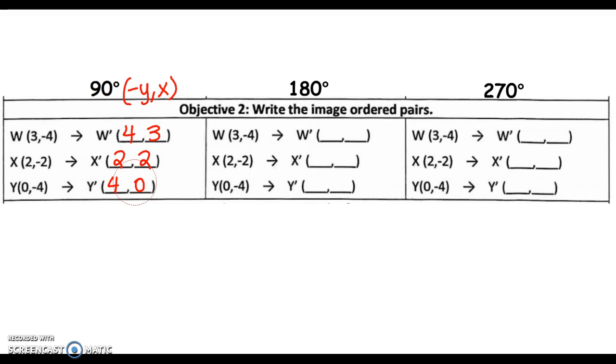For a 180 degree, our function is (-x, -y). So all we need to do is change the sign for both the x and y. So 3, negative 4 becomes negative 3, positive 4. 2, negative 2 becomes negative 2, positive 2. And 0, negative 4 becomes 0, positive 4.